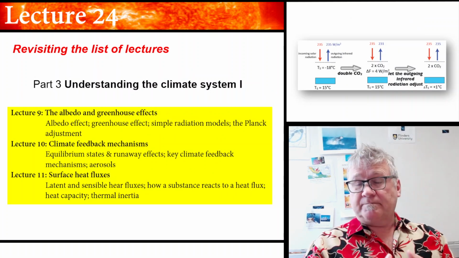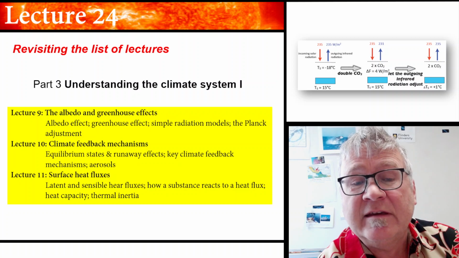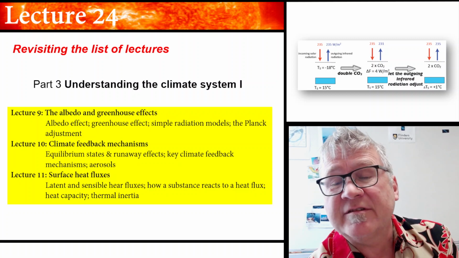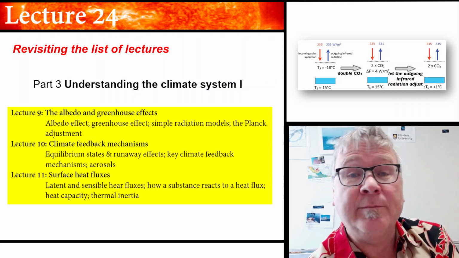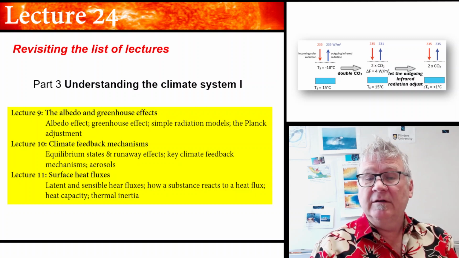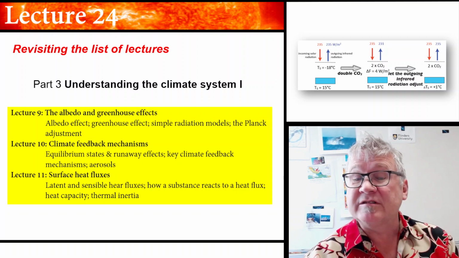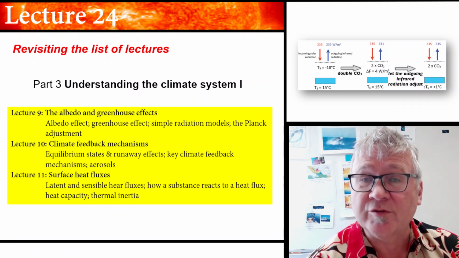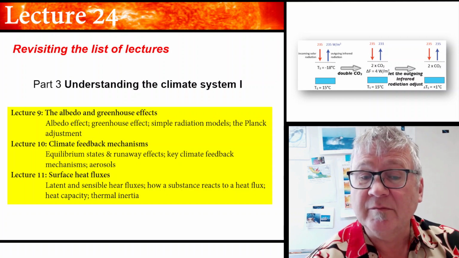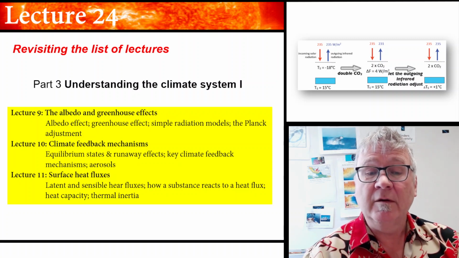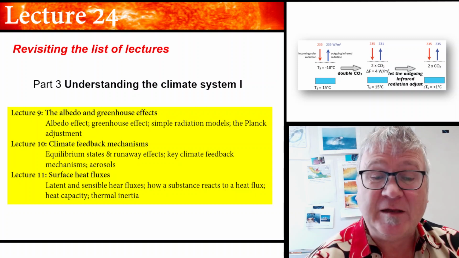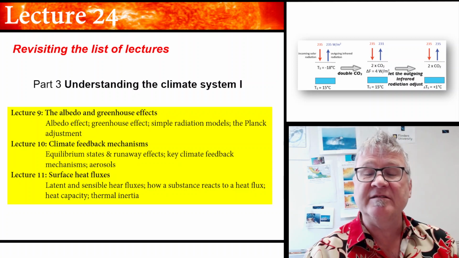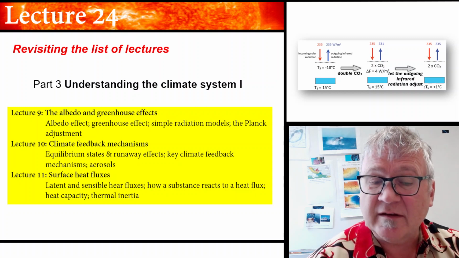Okay, in part 3, we started looking at the details. Okay, understanding the climate system. Okay, and we looked at the albedo effect and the greenhouse effect. Okay, we looked at simple radiation models and the Planck adjustment. Okay, and these considerations are extremely important to understand the climate system. Then we looked at climate feedback mechanisms, equilibrium states, runaway effects, key climate feedback mechanisms, aerosols, stuff like that.